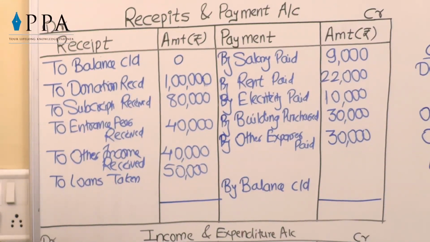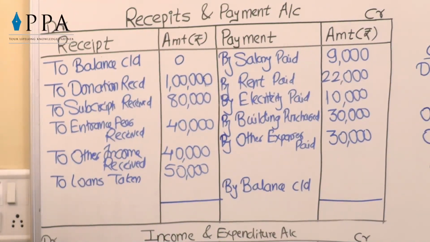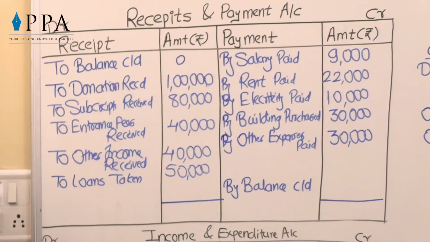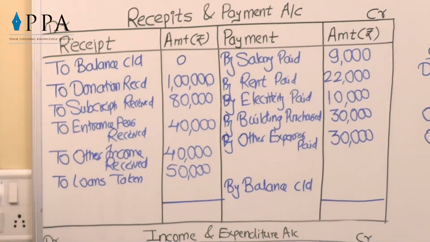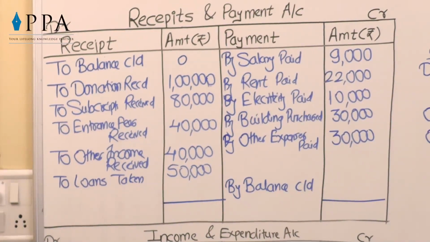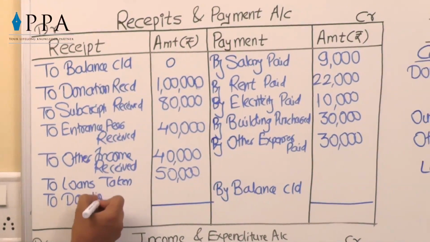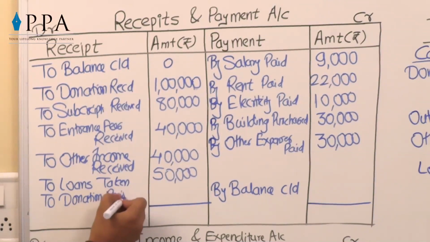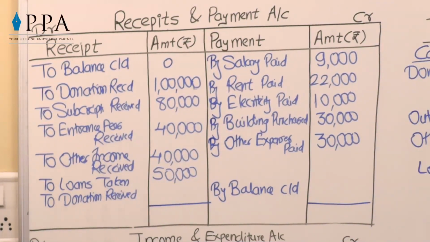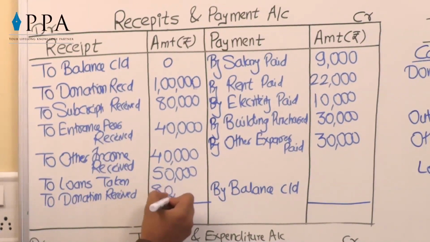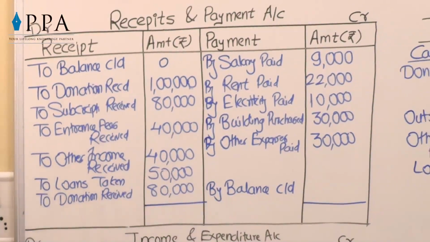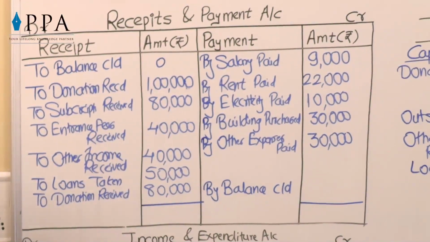Now the last adjustment is donation received. We have received donation from someone. Again received. Cash is coming in receipt side. So let's go to the receipt side again. To donation received. Someone has given us donation of 80,000. Now it will be again added in the capital fund.